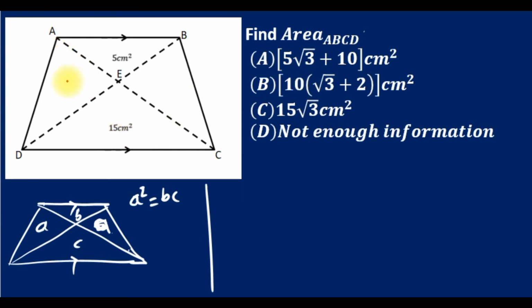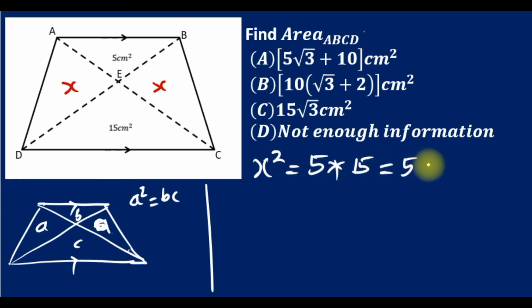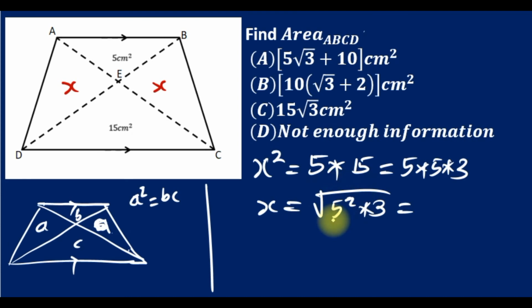So if we call here X, here is also X. So we now see that X squared must be equal to 5 times 15. And 5 times 15 is the same thing as 5 times 5 times 3. So we see that X is square root of 5 squared times 3, which is 5 times root 3. So X is 5 root 3.